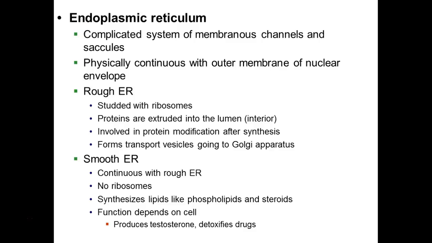For example, if we're looking at a pancreatic cell, let's say, that is responsible for making insulin, we would find a lot of rough endoplasmic reticulum because insulin is a protein hormone. On the other hand, if we're looking at a testicular cell that is responsible for making testosterone, we would find more smooth endoplasmic reticulum because testosterone is a lipid hormone. It's not a protein.